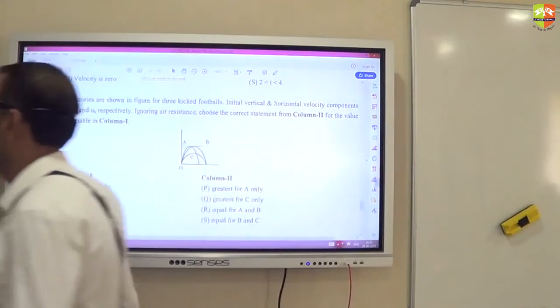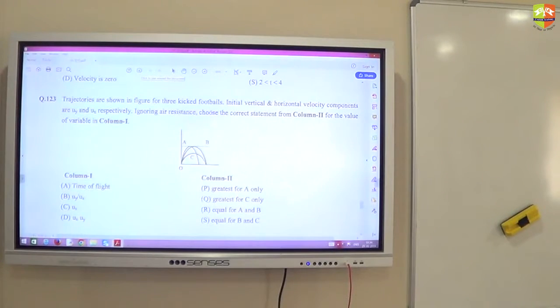Please do this. If you get one match wrong, you get minus 2. And in column 1, A could have multiple matches correct. A could be matching with P, Q, and S, like that. If you get one wrong, that is minus 2. It may look easy, but it's not.